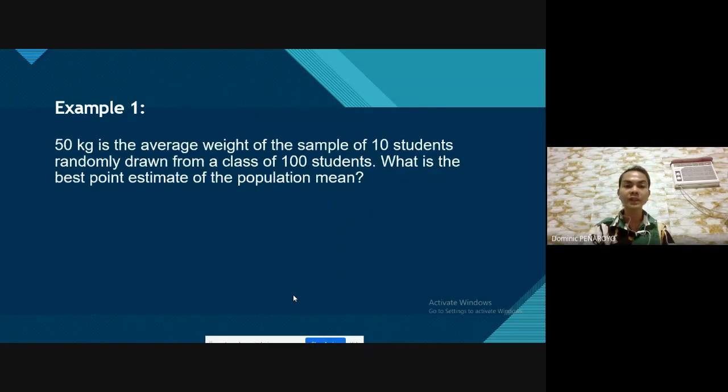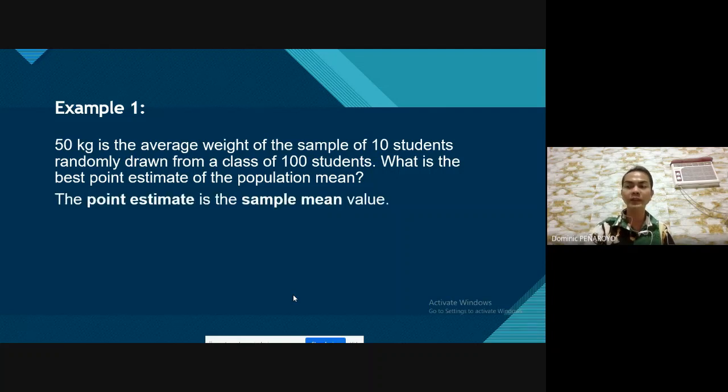So 50 kilograms is the average weight of the sample of 10 students randomly drawn from a class of 100 students. What is the best point estimate of the population? Now, class, please take note that the best point estimate that we are talking about here is the sample mean value itself. So again, if you are asked to find the point estimate, all you need to do, class, is to find the sample mean.